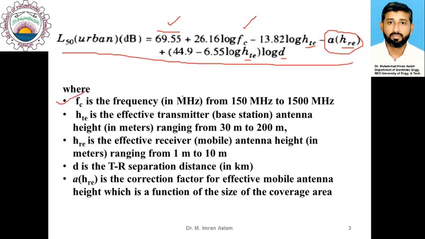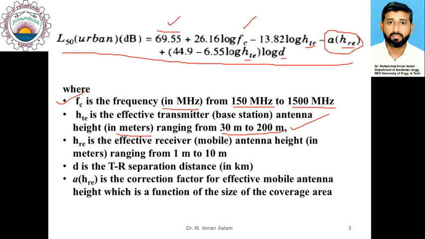fc is the frequency, which should be taken in megahertz. For this model, the frequency range that we use is from 150 megahertz to 1500 megahertz. So the Hata model is applicable only for this frequency band. HT is the effective transmitter antenna height, which for a cellular communication system refers to the base station antenna height. We take this antenna height in meters, and that height ranges from 30 meters to 200 meters. So the Hata model is applicable to this antenna height range.